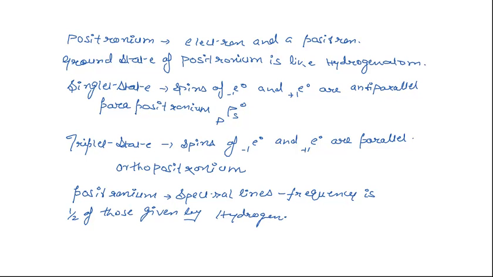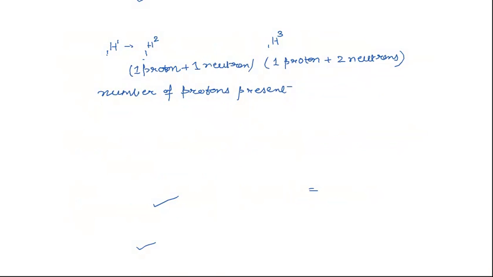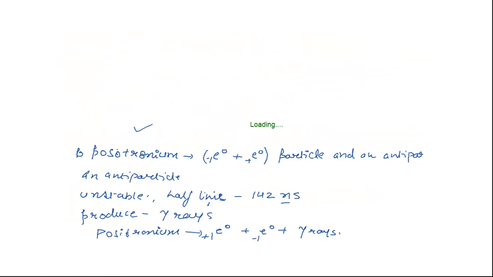So students, this is positronium. This is a particle I actually wanted to discuss with you. Now let's move to our question. Yeah, so a positronium is what? It is a positron and an electron, a particle and an antiparticle.